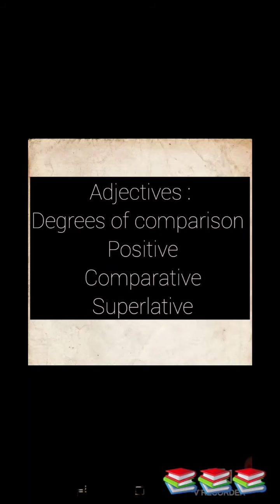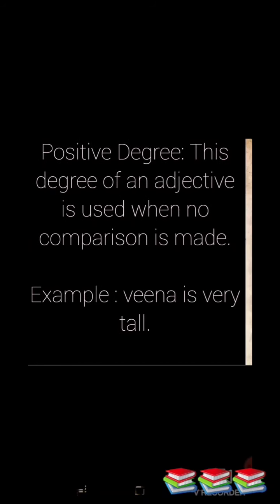So, adjectives, degrees of comparison: positive, comparative, superlative. If someone asks you how many types of degrees of comparison there are, you just have to answer in simple words: positive degree, comparative degree, superlative degree. Now, further we will discuss the definitions. What is the meaning of positive, comparative and superlative? So, let's start.